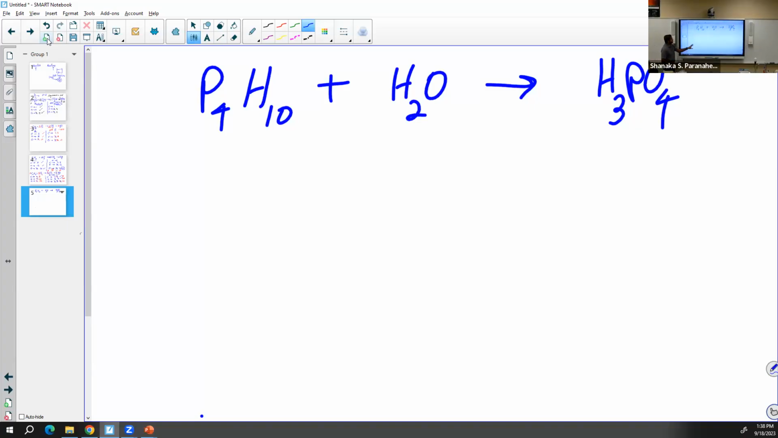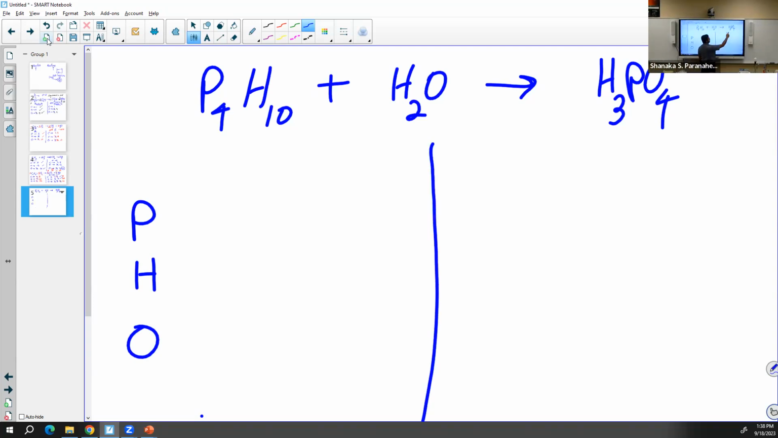Okay. So now this is a chemical reaction and it is not balanced. So let's count the number of atoms. Phosphorus, hydrogen, and also we have oxygen. So there are 3 different elements on the reactant side. On the product side, there's one product. It has 3 different elements. Those 3 different elements are phosphorus, hydrogen, and oxygen. Okay. So now we are going to count the number of atoms of each element.